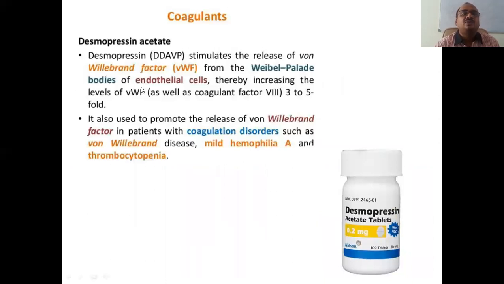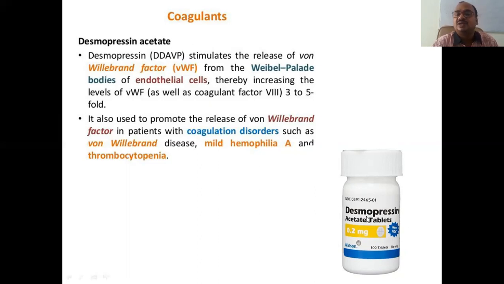And I told you, desmopressin is very important. Desmopressin, desmopressin. This is also one of the very important coagulants. In case of emergencies, these drugs they will inject directly to avoid the blood loss, for haemostasis purpose.